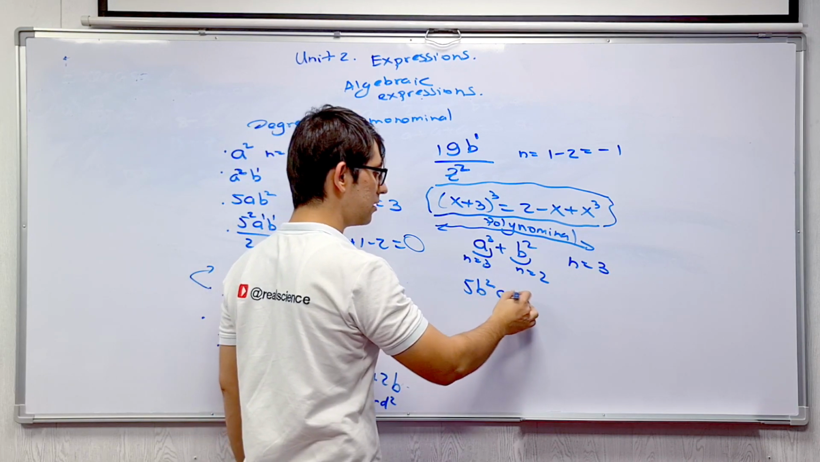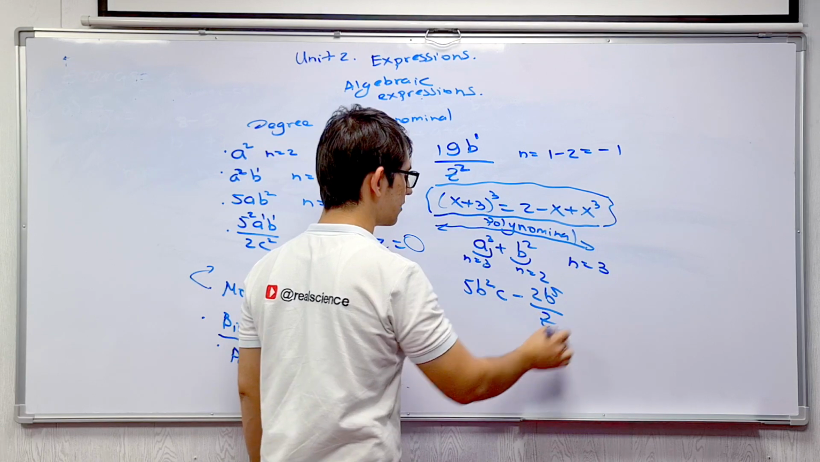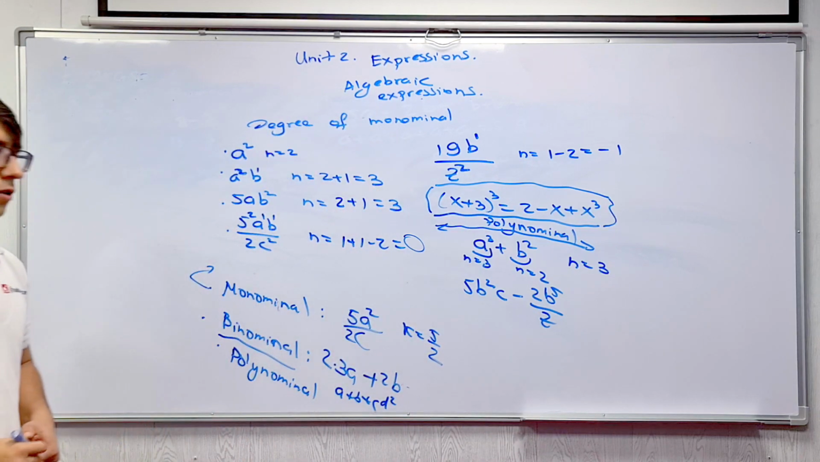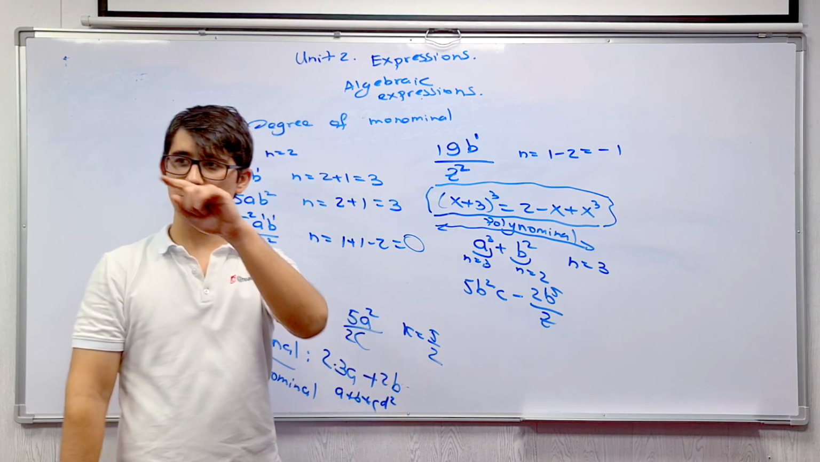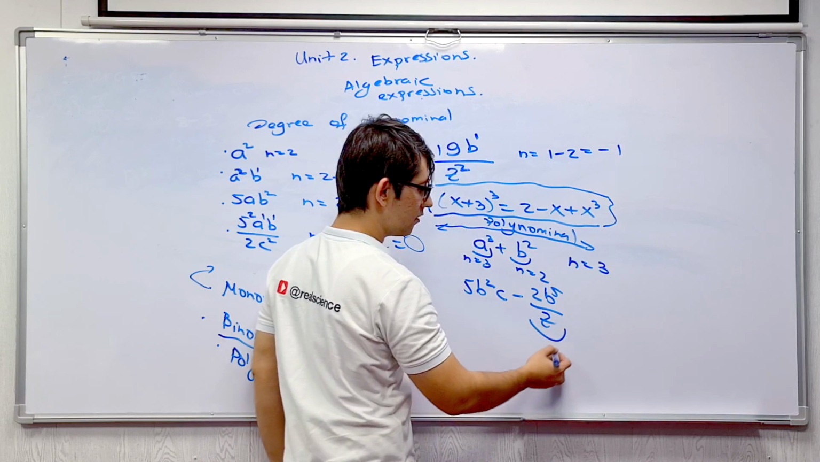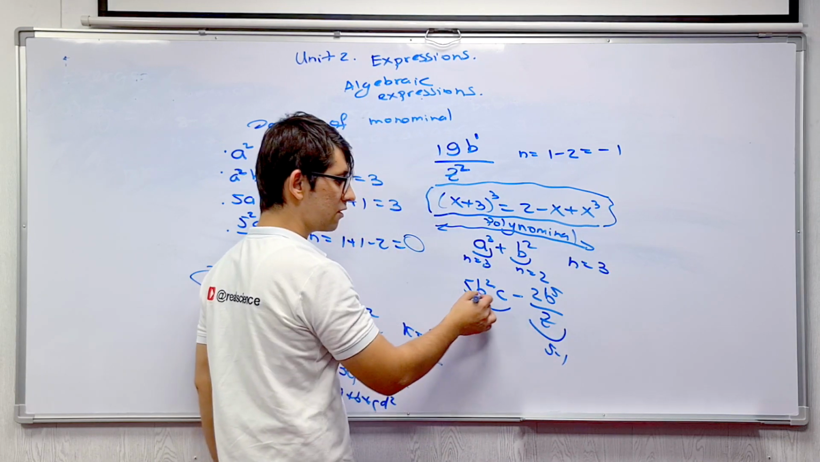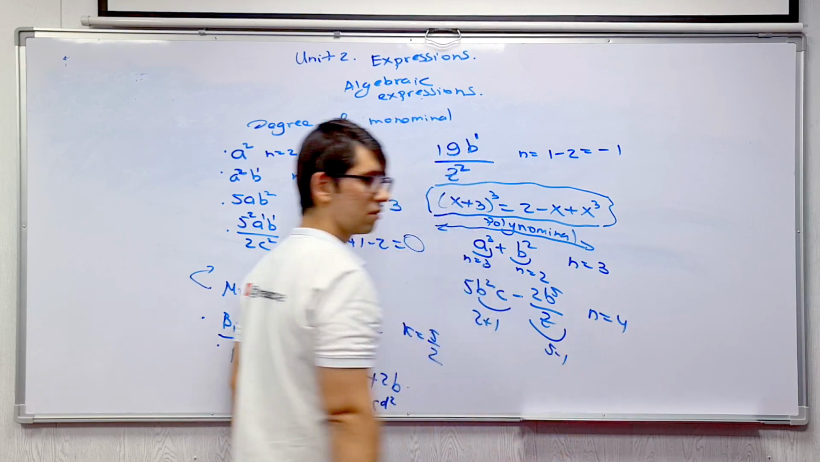Now 5b squared c minus 2b to the 5 over, let's say, z. What is the degree of this polynomial? Here your degree is 5 minus 1, which is 4. Here your degree is 2 plus 1, which is 3. So the highest one is 4.